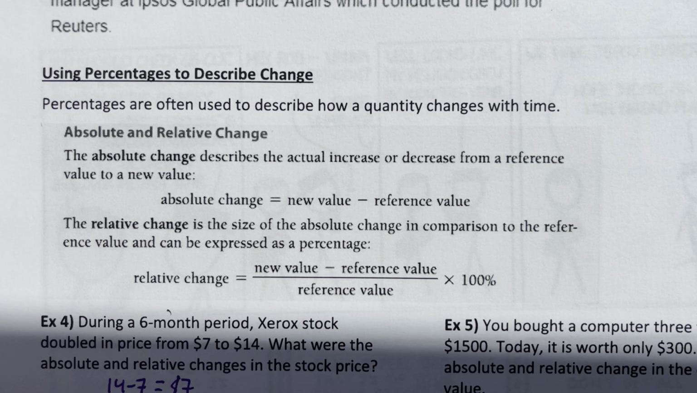So the first thing is just the absolute change. The absolute change is the new value minus the reference value. Or if you want to think about it, new minus old. That's just a straight number. It's going to be in whatever units the original values are in. A relative change is the new value minus the reference value divided by the reference value. Okay. And it is a percent, so we are going to times it by 100.